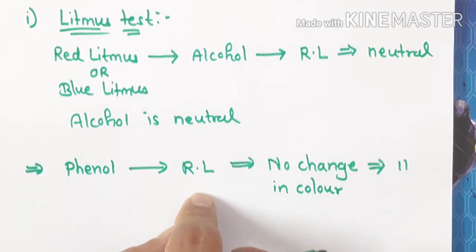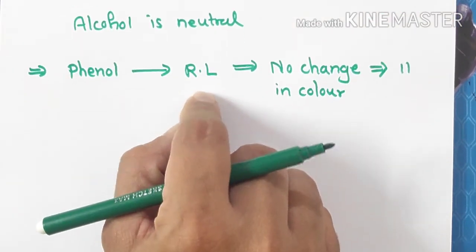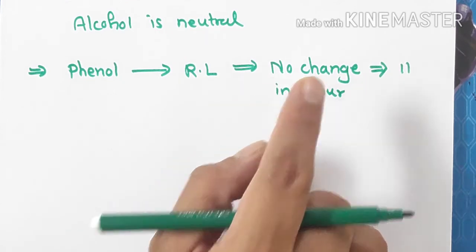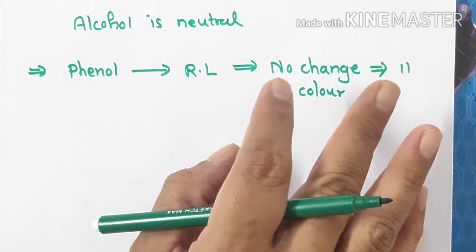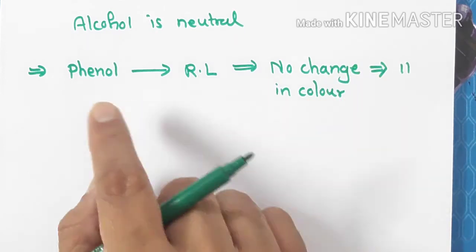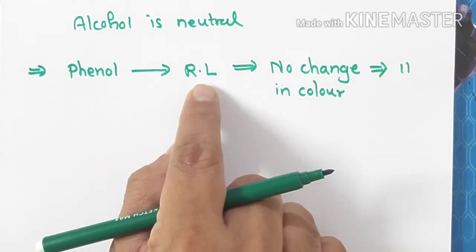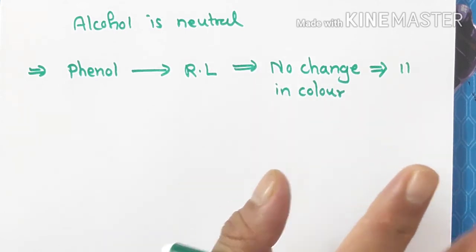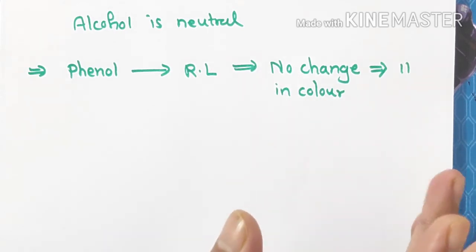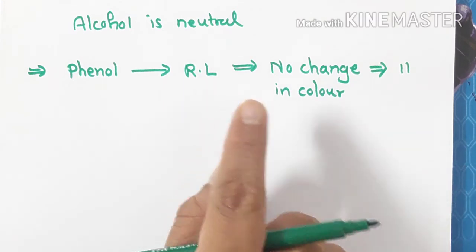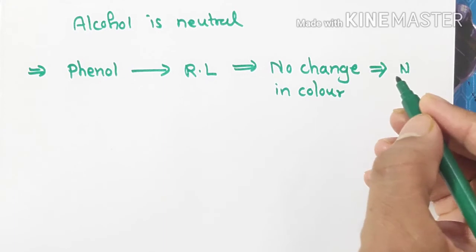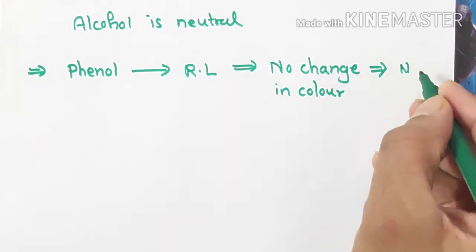If a red litmus turns blue, I will say it is basic in nature. When blue litmus turns red, it is acidic in nature. When there is no change in color, it is neutral. So when I add red litmus to phenol and find that red litmus remains red, with no change in color, it does not turn blue, which means it is not basic. I will say no change.